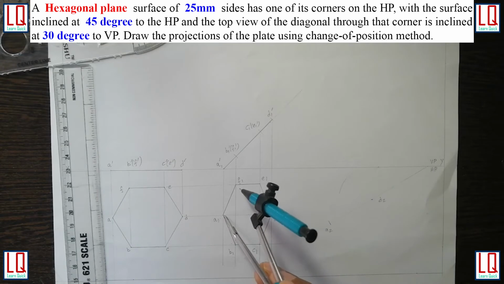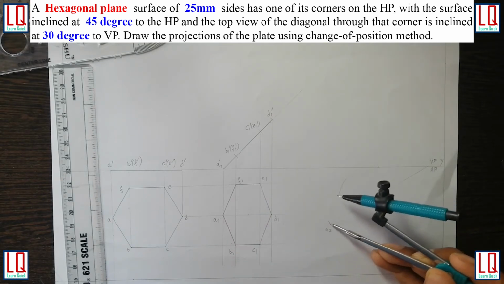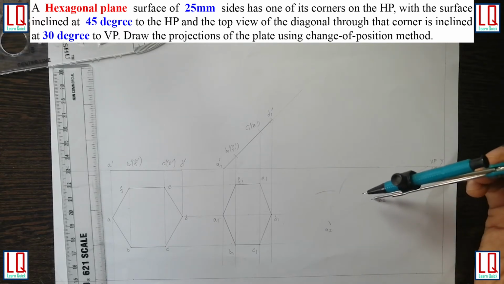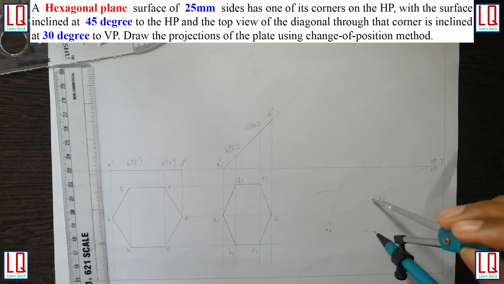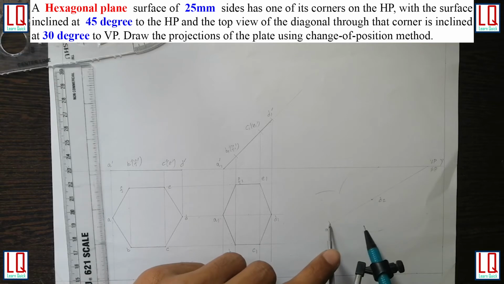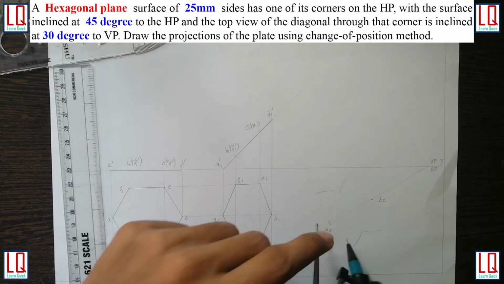So if you measure A1 to F1, it's going to be the same distance. So I retain the measuring and then I cut an arc. Similarly I do for D2 to C2, the same length. Then A1 to B1 is the same length as A2 to B2.